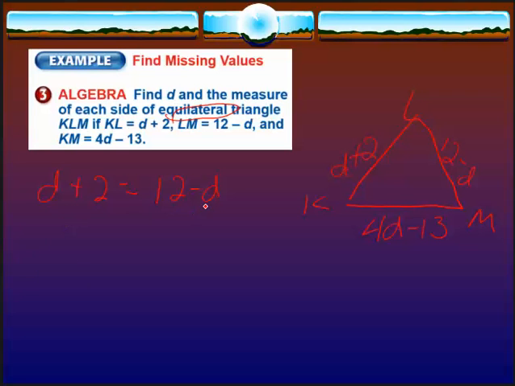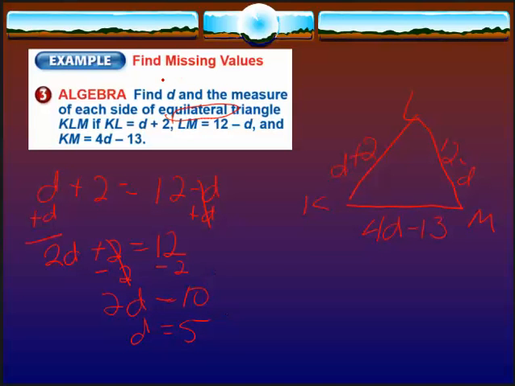Okay, I'm going to get all my D's on the left. So I got to add a D, add a D. 1D plus 1D is 2D. Those cancel. Now I got to get rid of that number that's next to my D's. So 2D equals 10. D equals 5 if I divide both sides by 2. That's only part of my answer.